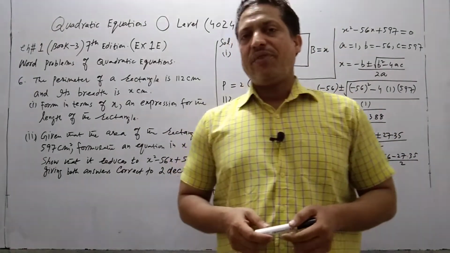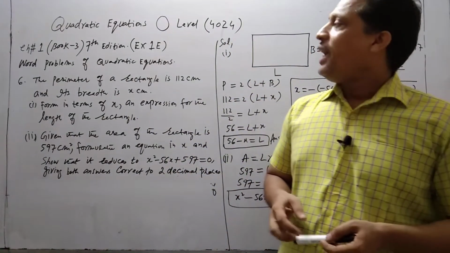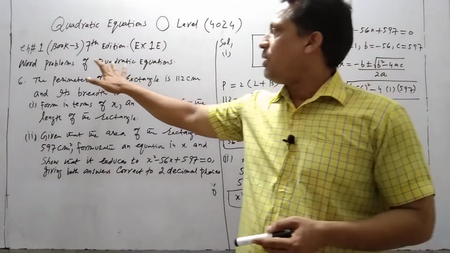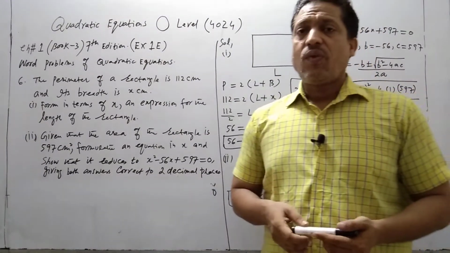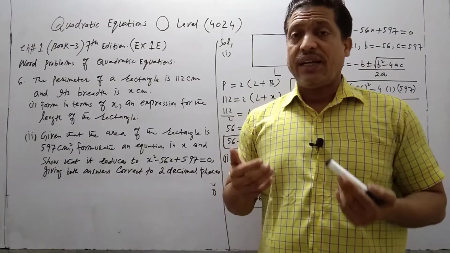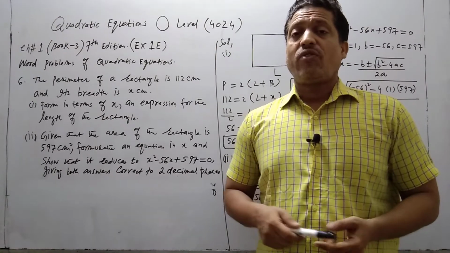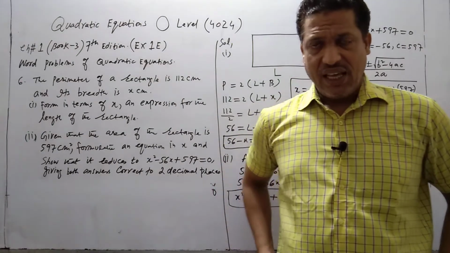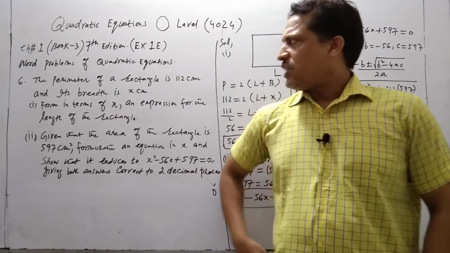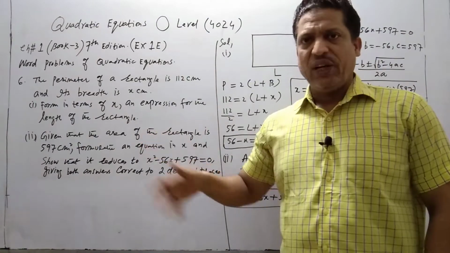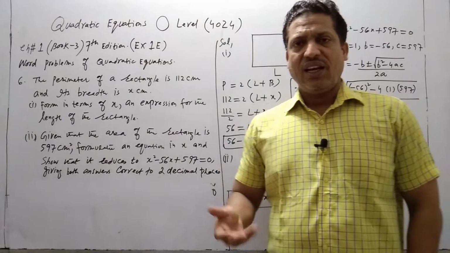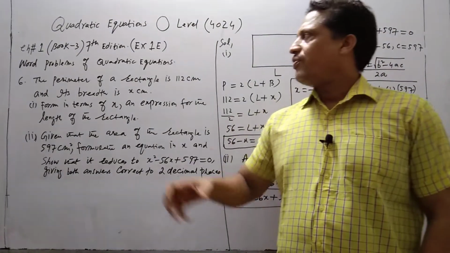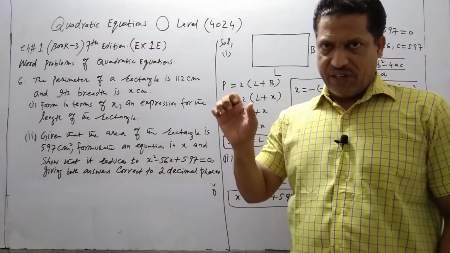In last lecture we completed exercise 1.3. Today we are going to start exercise 1E, which is related to word problems of quadratic equations. Word problem means applications of quadratic equations, or uses of quadratic equations in our daily life. There are so many questions in this exercise, and we will do some questions from exercise 1E in today's lecture and in next lecture, and after two lectures I will be doing past paper questions from this topic, quadratic equations.